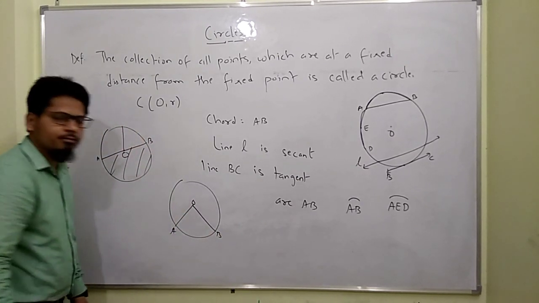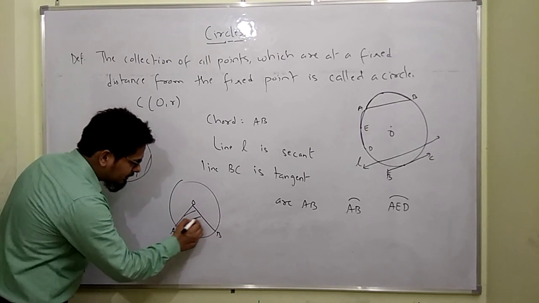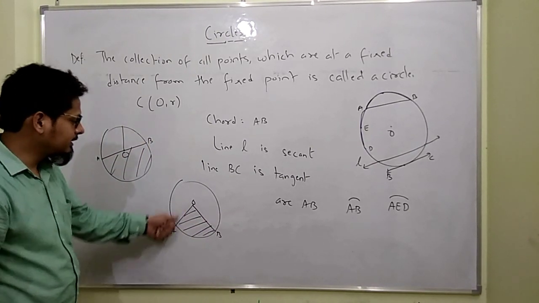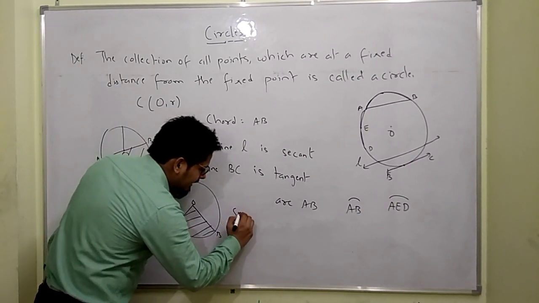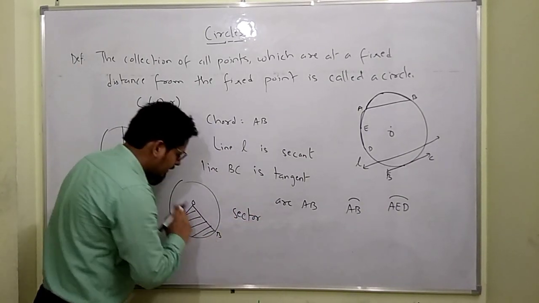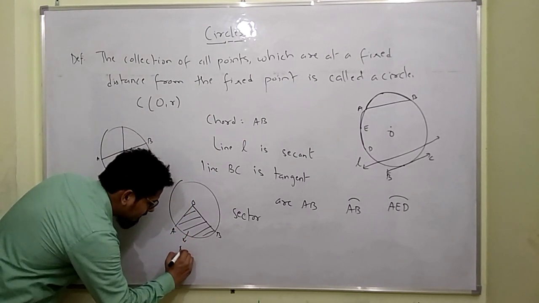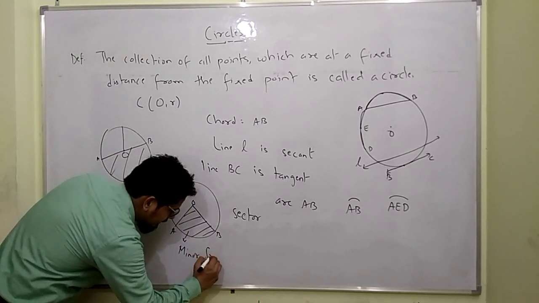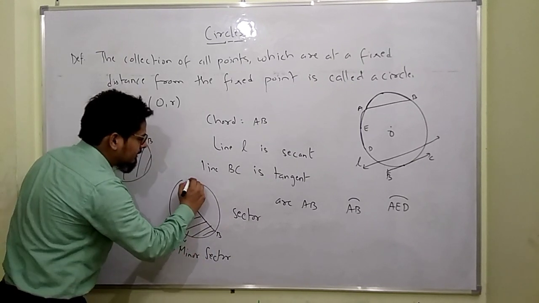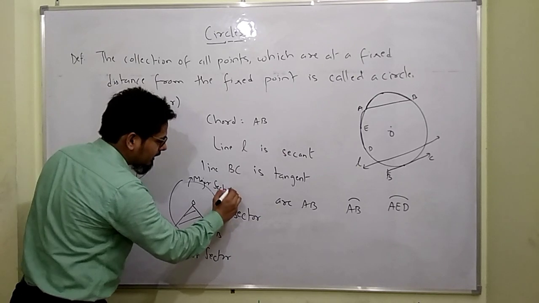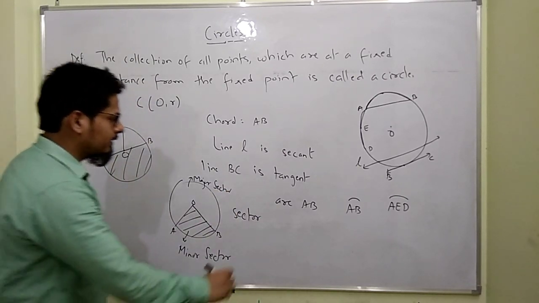So it is arc AB here. O is the center. This region is called a sector. It is a sector. This one is small and this one is big. The small one is called the minor sector, and this is called the major sector. Right? I am drawing another figure here.